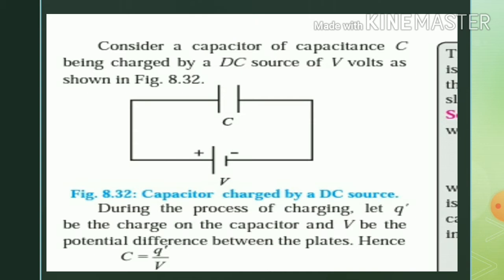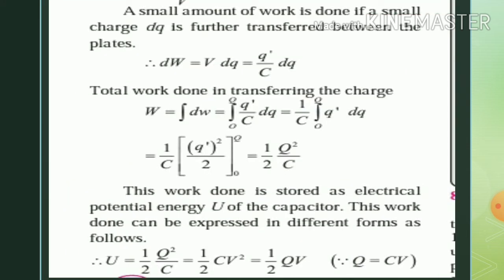Then we can write capacity C equal to Q dash upon V. Q dash is the charge stored in the condenser or capacitor during the charging process. So from this explanation we can write C equal to Q dash upon V.